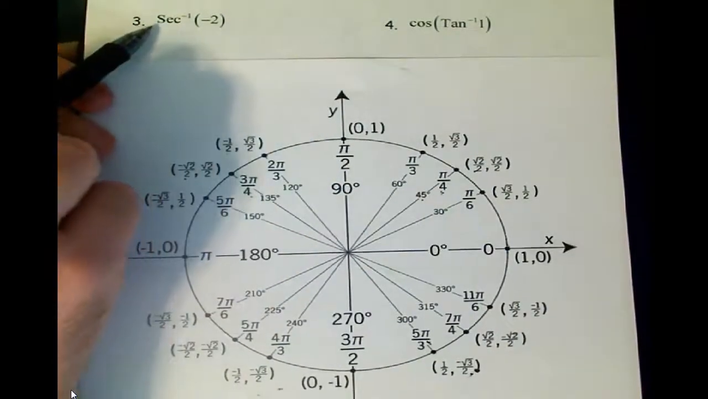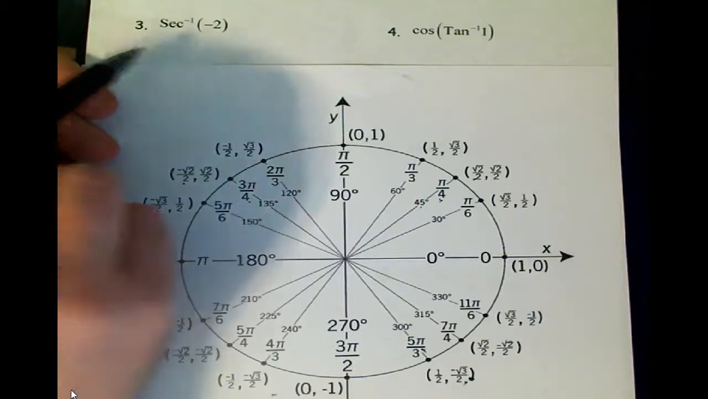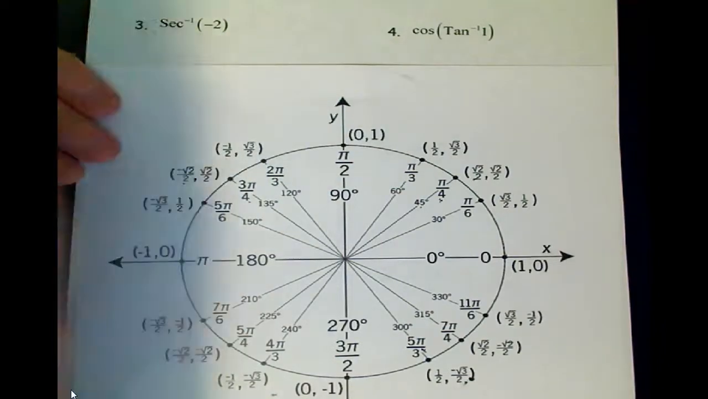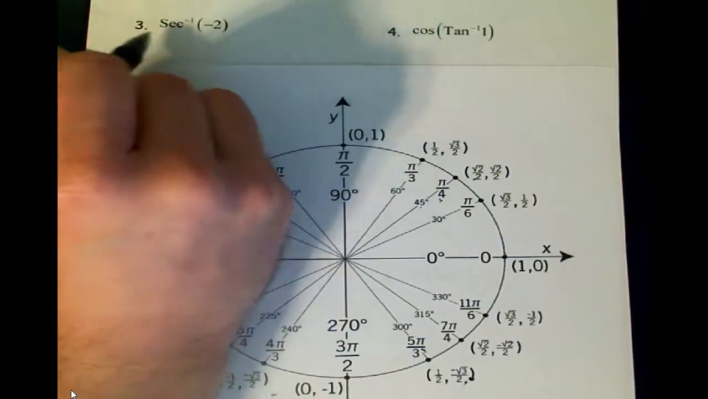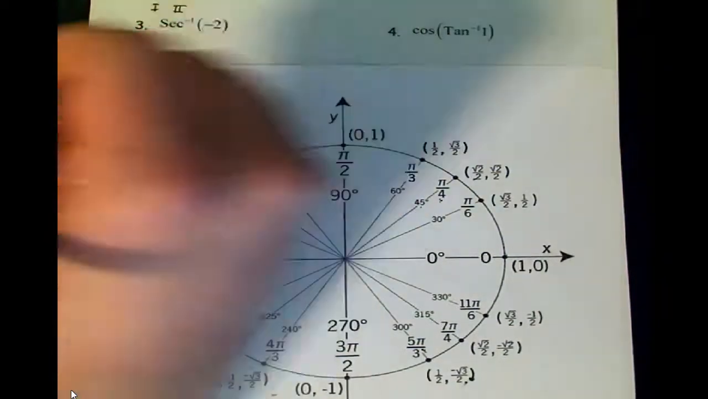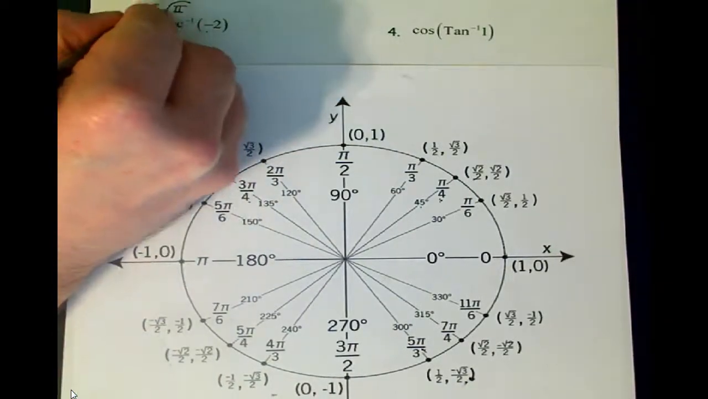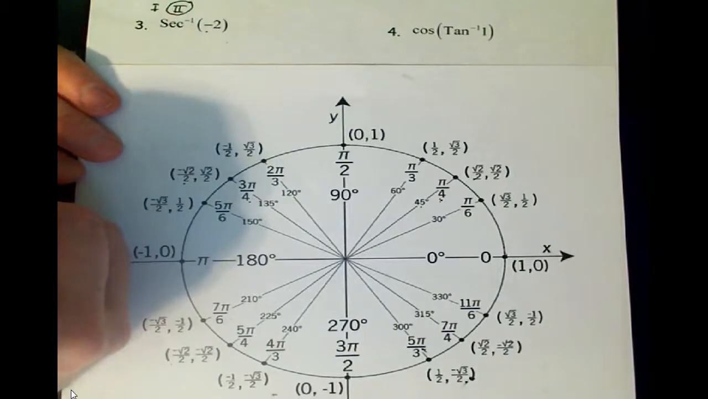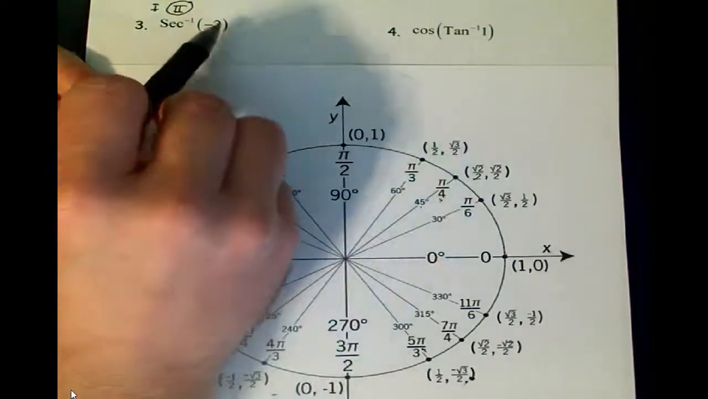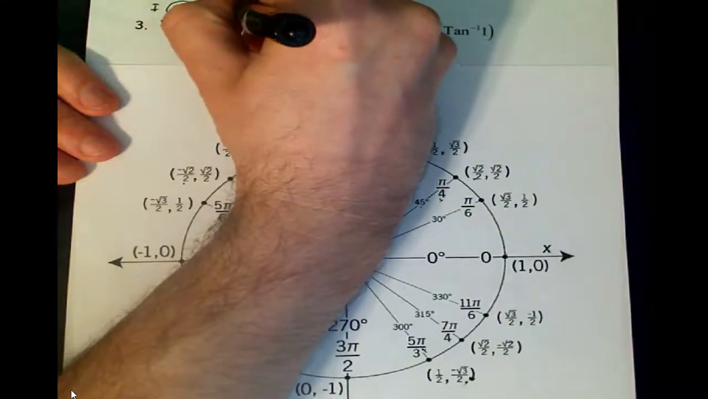Secant is the flip of cosine. Okay? So I'm looking at the x values. X runs left and right, so this is going to be in the first or second quadrants. This value is negative, so that means I'm in the second quadrant, right? Okay, what did this value used to be for cosine? It used to be negative 1/2.